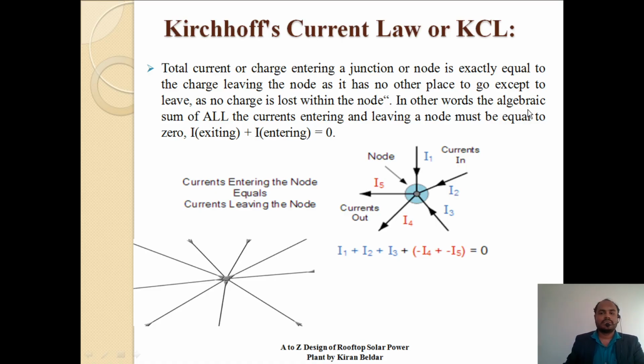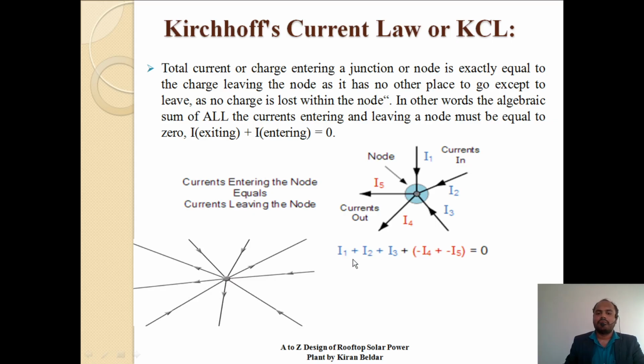In other words, the algebraic sum of all the currents entering and leaving the node must be equal to 0. In short, the current leaving plus the current entering is equal to 0 at a node point.